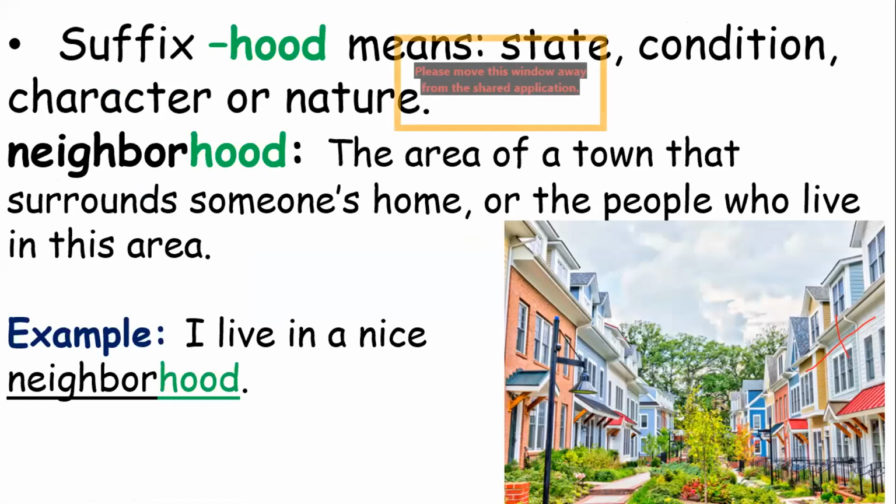Hood means a state, a condition, a character, or nature. What does hood mean? State, condition, character, or nature. Like neighborhood, the area of a town that surrounds someone's home, or the people who live in this area. I live in a nice neighborhood. It is a nice neighborhood. This one in the picture. Okay.